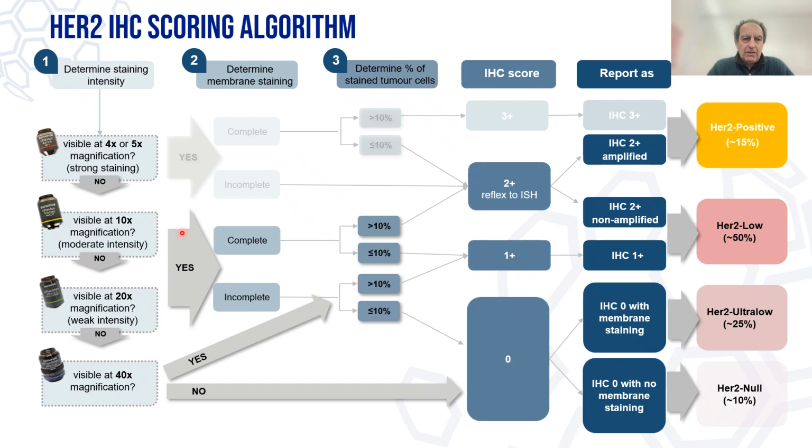So going back to the algorithm, we are down here. We've now excluded this top portion of the algorithm, which means that the only way in which this case may turn out to be Her2 positive is through in situ hybridization.